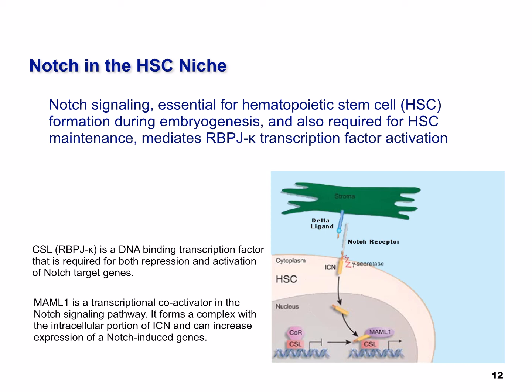One of the most important signaling pathways in the hematopoietic stem cell compartment in the bone marrow is the Notch signaling pathway, which is essential for hematopoietic stem cell formation during embryogenesis and also required for hematopoietic stem cell maintenance. It is mediated by RBPJ kappa transcription factor activation, also known as CSL.